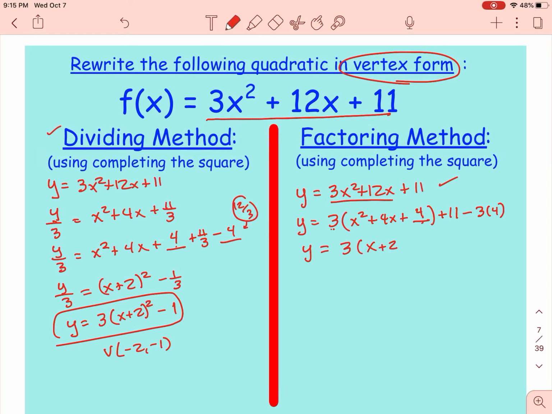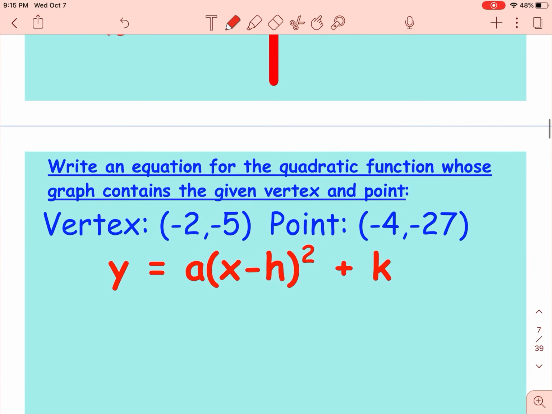It's now 3 times (x plus 2) squared. And now you got 11 minus 12, which is negative 1. And as you can see, it takes less steps, no fractions to deal with. Love it. I vote for this one.